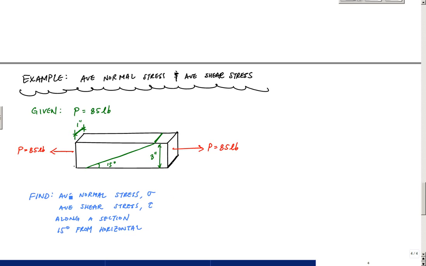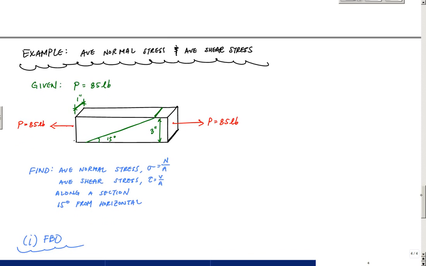And what I want to do is find the average normal stress sigma, where we're going to apply that equation: the internal normal force divided by the cross-sectional area that normal force is acting on, and then the average shear stress, which is just V over A as well. Then we want to find this normal stress and shear stress along a 15-degree slice, or plane, of the structural member, and see what those are.